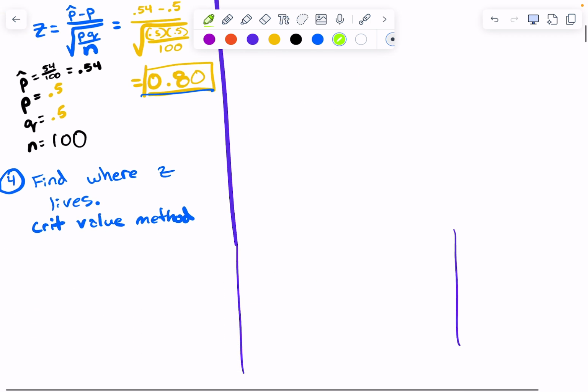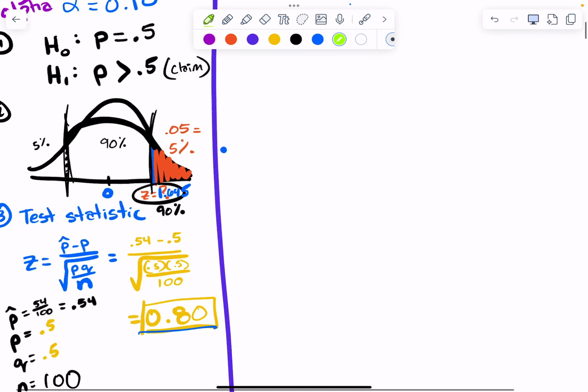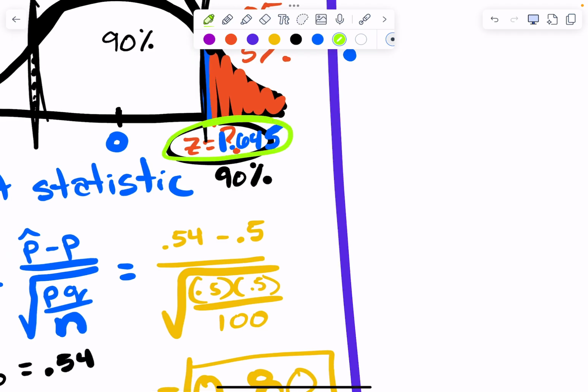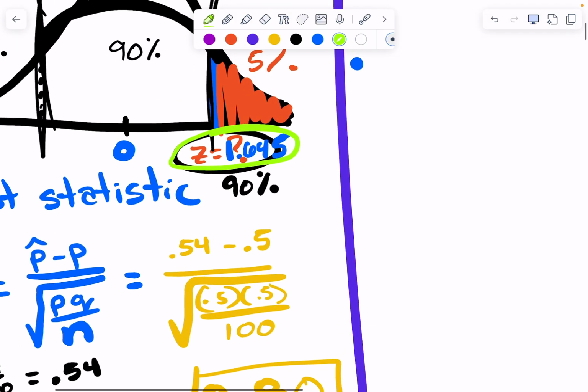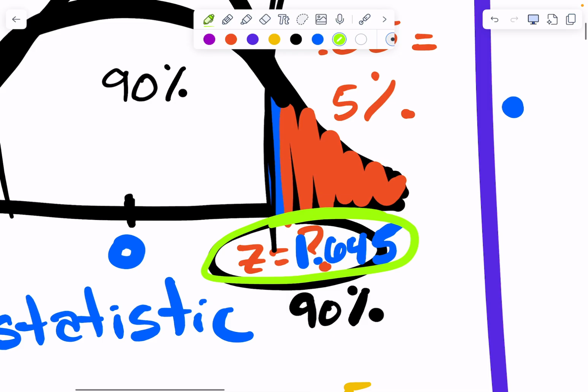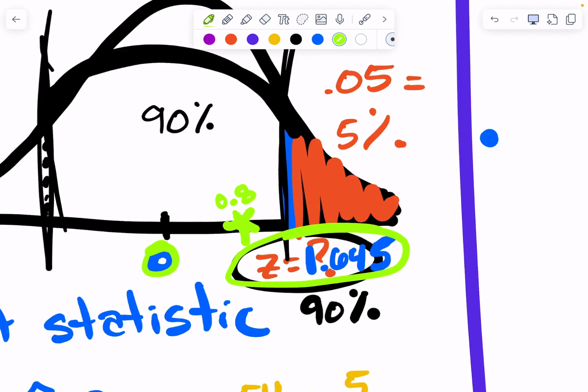So 1.645. Now I can just draw my conclusion. Wait, we have to find where z lives. If 1.645 is my cutoff mark, where does the z that I found live? My test value, where does it live? Where does 0.8 live in relationship to 1.645? If here is 0, 1, it lives over here, right? 0.8 will live there for a z-score. Now I've figured out where it lives.